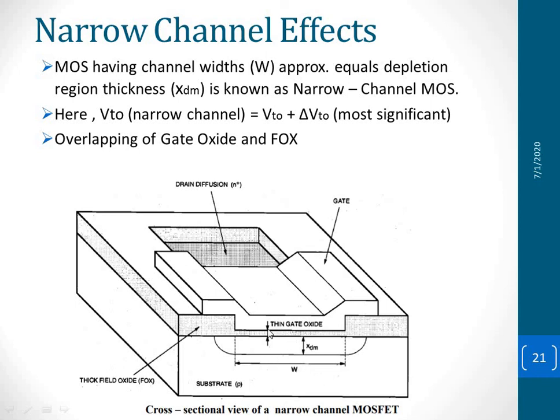So this is the thin oxide and this is the channel width. Okay, FOX is the thick field oxide here. This is the thin oxide and this is the thick field oxide. This is the gate and drain diffusion. So here comes the channel which is existing because of the thin oxide and thick oxide, and the junction depth is changing, so width also is scaled down, so there comes a narrow channel.